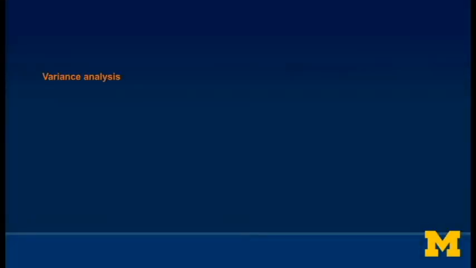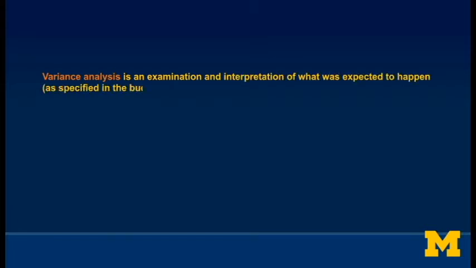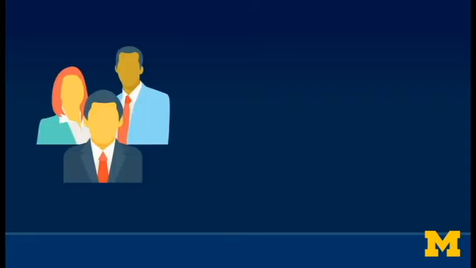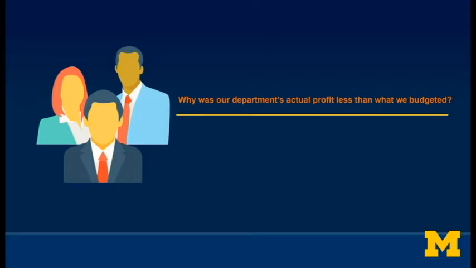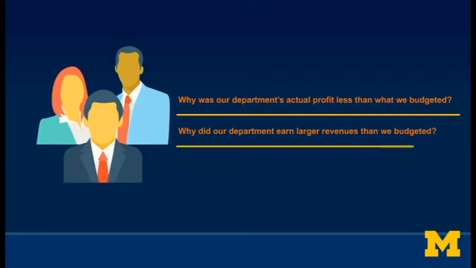Variance analysis is an examination and interpretation of what was expected to happen, as specified in the budget, with what actually happened. Variance analysis allows managers to answer questions such as, why was our department's actual profit less than what we budgeted? Why did our department earn larger revenues than we budgeted? Why did our department incur higher costs than we budgeted?